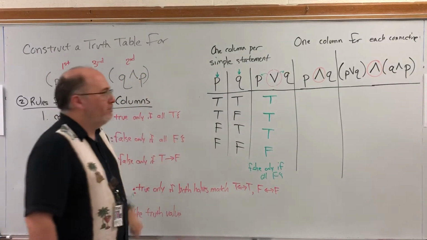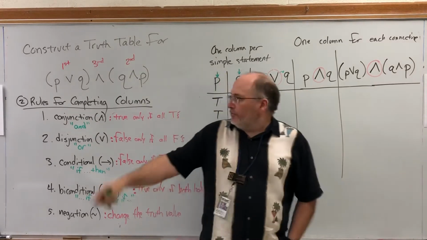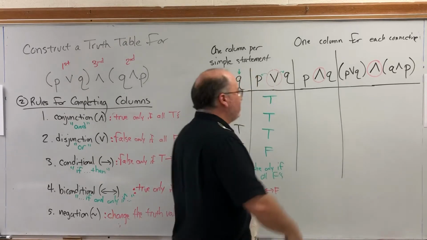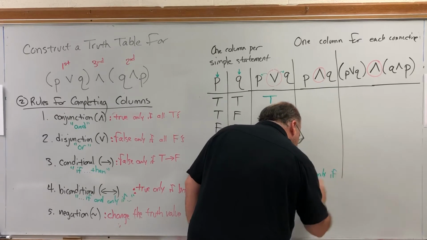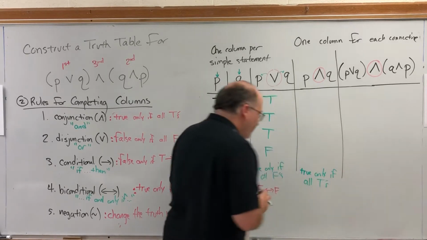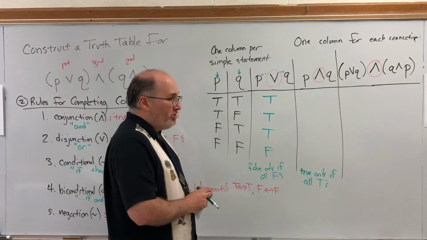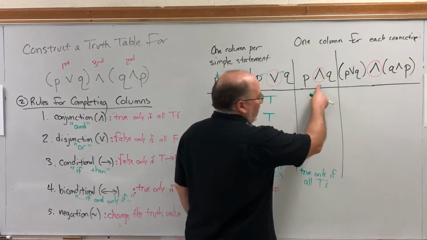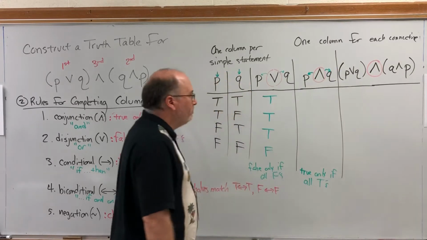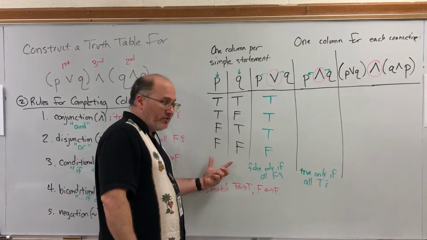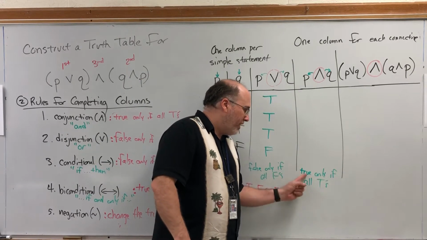And then move to the next column. The connective we're focusing on is conjunction. The rule for conjunction is true only if all T's. Let's write that down here. True only if all T's. So that's the rule I'm going to do. Now, what am I going to do it to? To answer that, look on both sides of the connective. On the left is P, on the right is Q. So I'm still looking at these two columns, but I'm doing a different rule. If I see all T's, I'm going to write true.